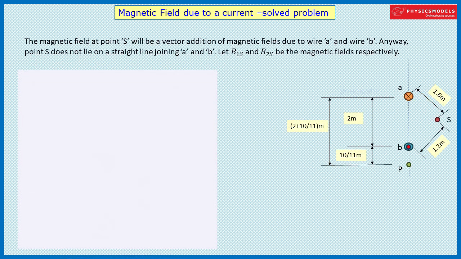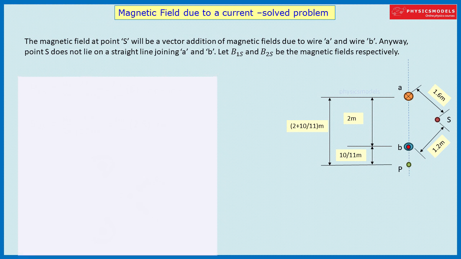Next, let's find out the magnetic field at the point S, which is hanging out there in space. The point S will experience a clockwise magnetic field vector due to wire A and an anti-clockwise magnetic field vector due to wire B. So let's call them B1S and B2S.